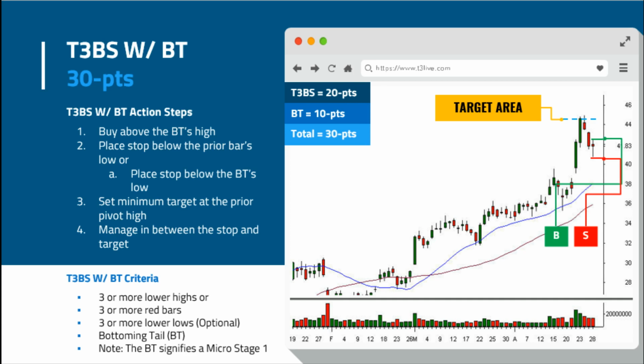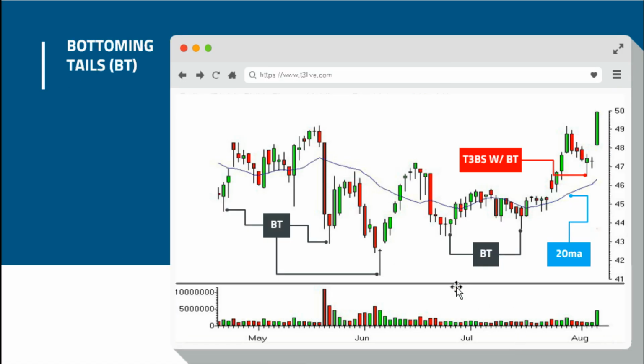In this case, it was not really such a good buy setup with a bottoming tail, because it was extended away from the 20. But notice that the bottoming tail can be the 3rd bar. You don't have to have 3 red bars and then the bottoming tail. It can be the 3rd bar itself. That also is okay. Not ideal, but okay. Again, we want bars that make up at least 50% of the candle's size. Those are the ones that are called bottoming tails.